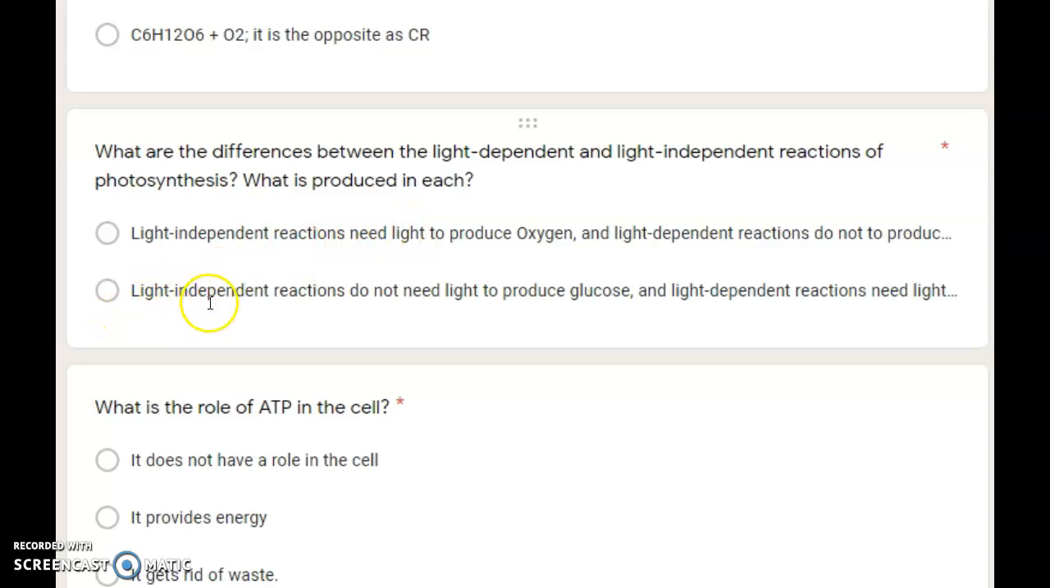This one says the light independent reactions do not need light to produce glucose. Okay. So the light independent reactions do not need light, and glucose is being produced in the light independent part. And the light dependent reaction does need light. Light dependent needs light. Light independent does not need light. The glucose is being made through the light independent part. We're making some ATP and some NADPH in the light dependent part, and the light energy is needed for that part.